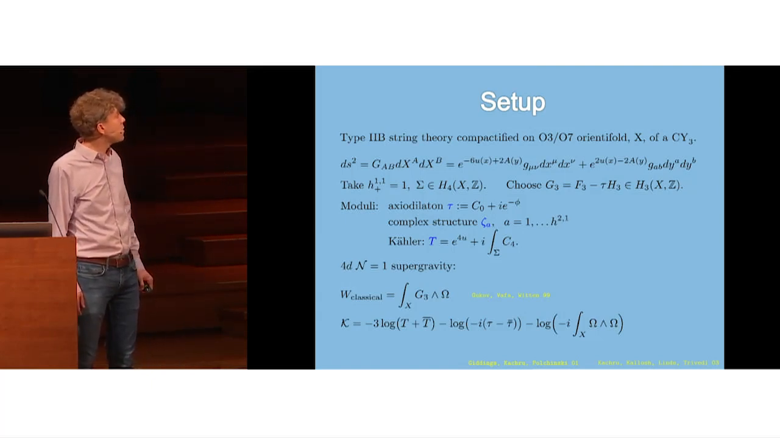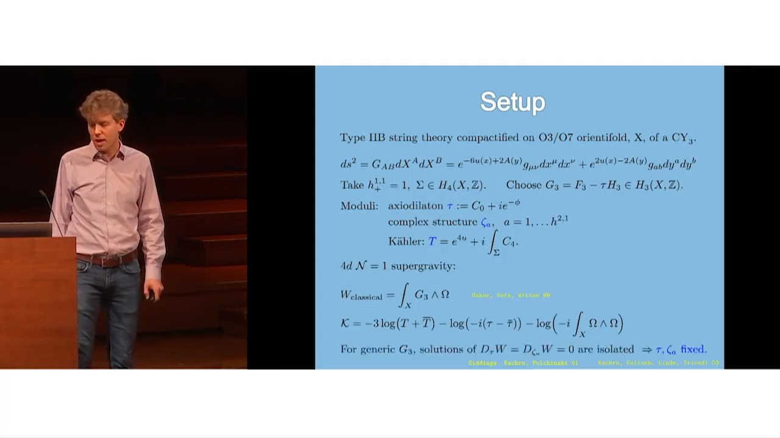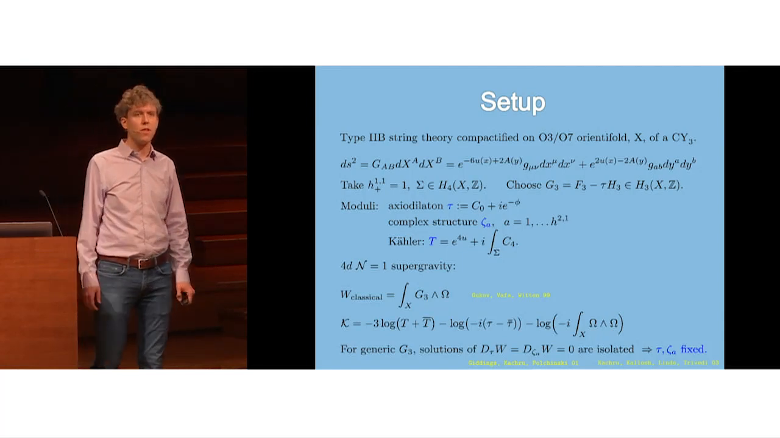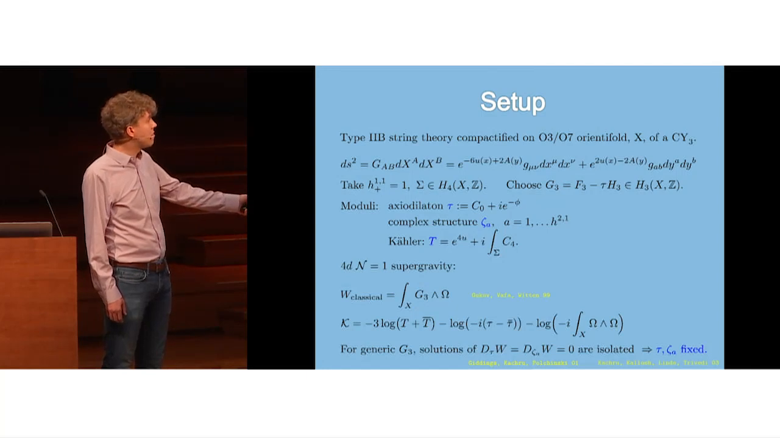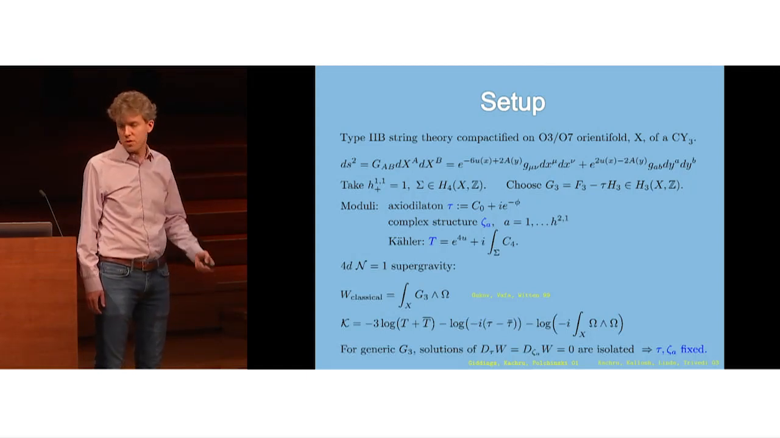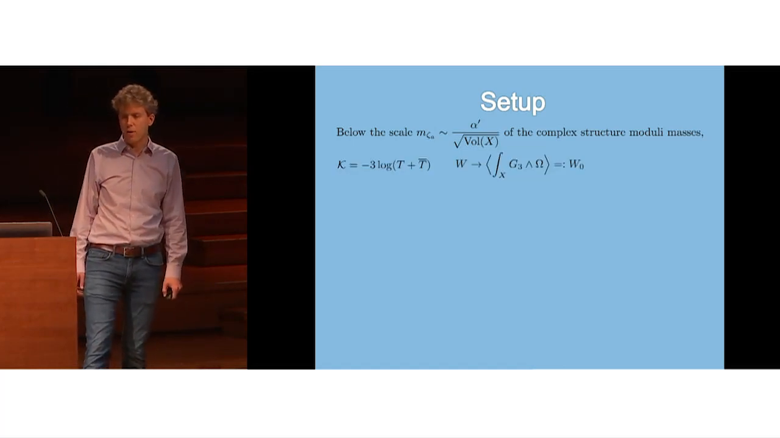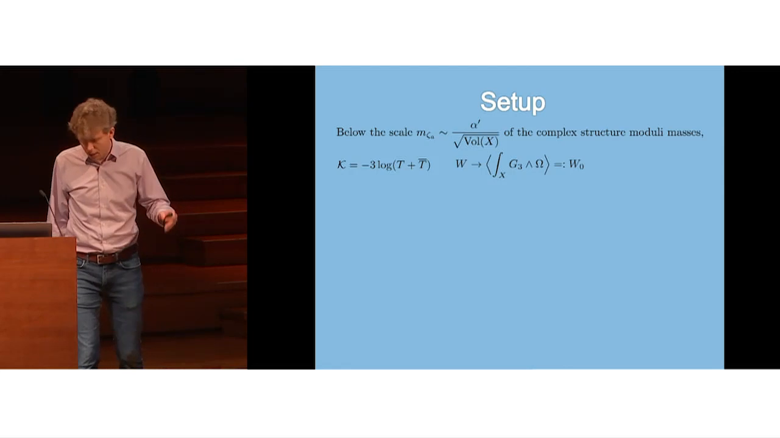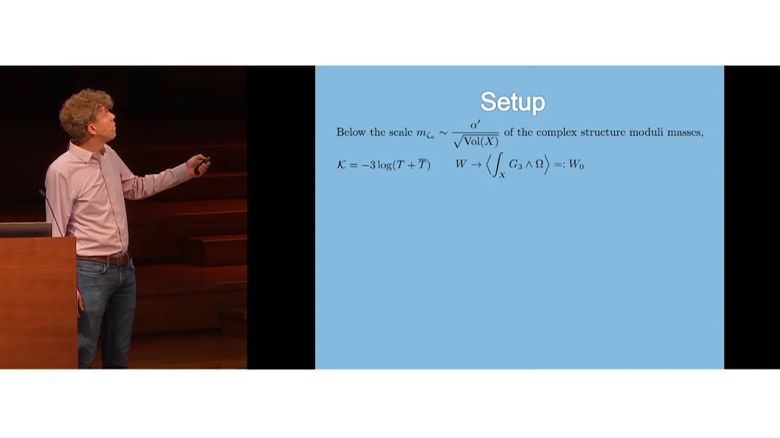Now, if we take this theory and we try and solve the F-flatness conditions for the axiodilaton and the complex structure moduli, we find that for generic choices of G3 flux, the solutions to those conditions are isolated. That means that the axiodilaton and complex structure moduli are fixed. They receive large supersymmetric masses from the flux superpotential. Below the scale of those masses, the only thing in the effective theory is the Kähler modulus T, and as far as the Kähler modulus is concerned, the superpotential evaluates to some constant.